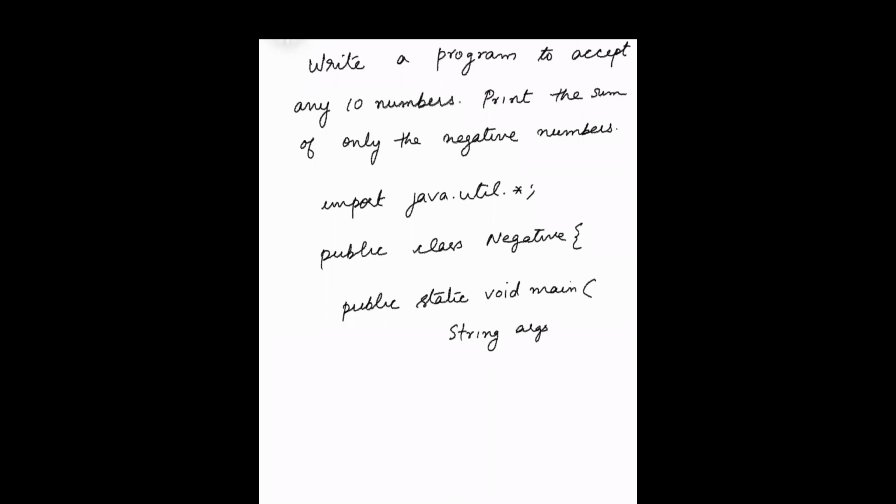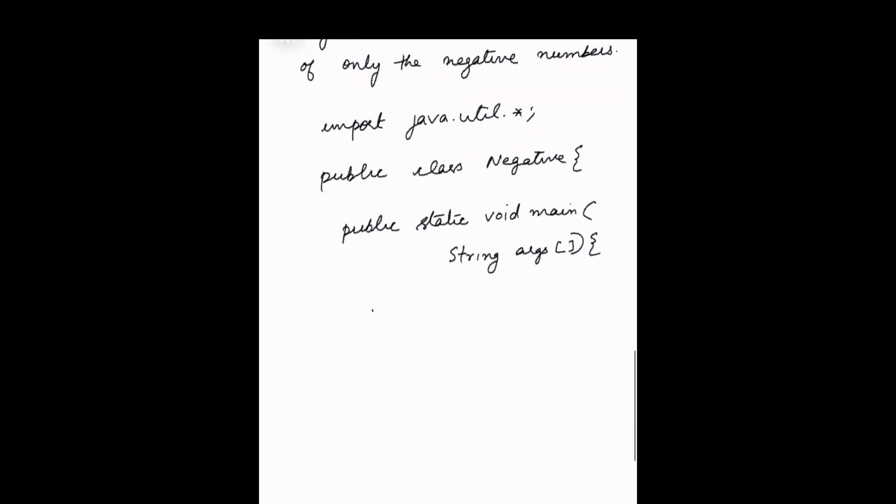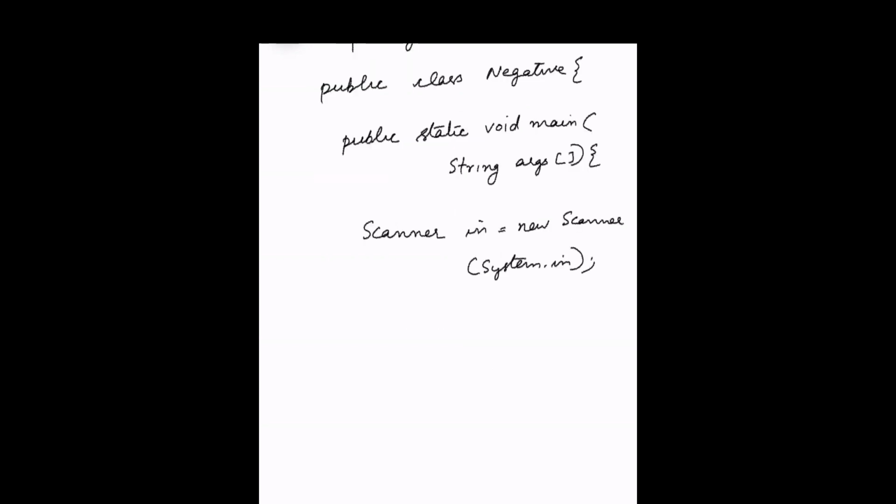Then Scanner in = new Scanner(System.in). You need to input 10 numbers and you need to find the sum of only negative numbers. If you input positive numbers, you don't need to add them. You just need to add the negative numbers.